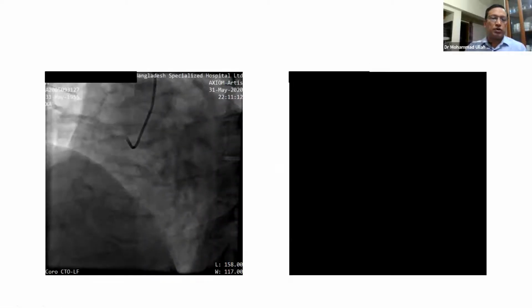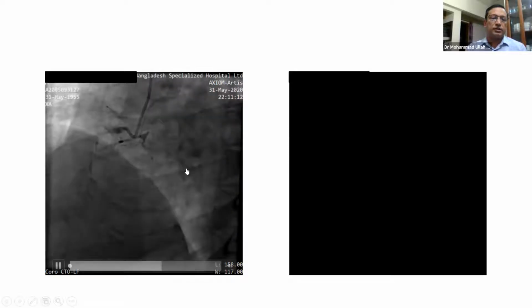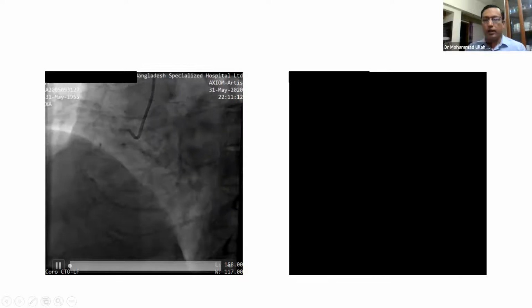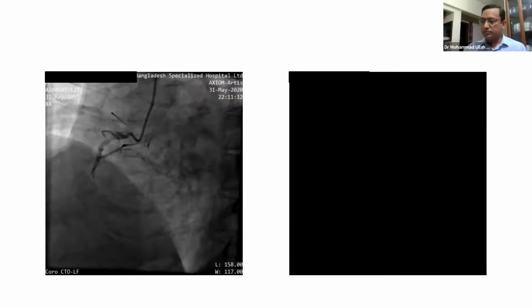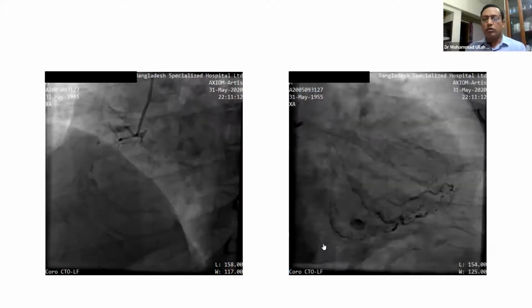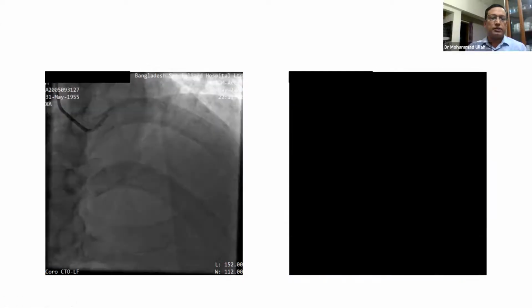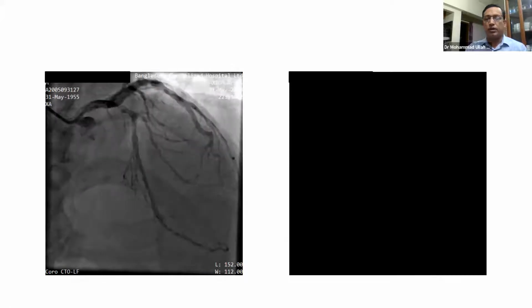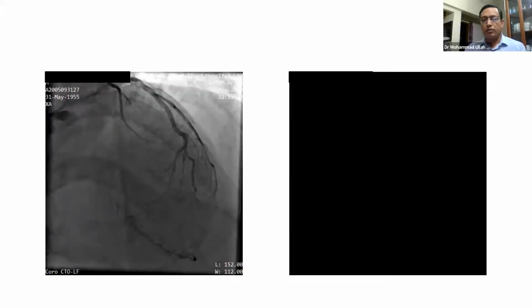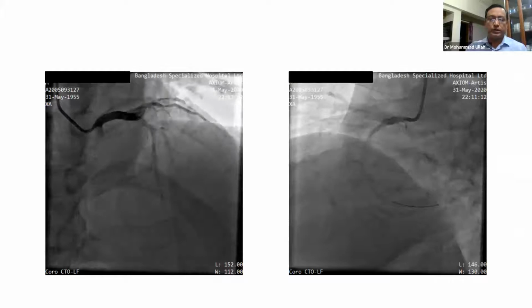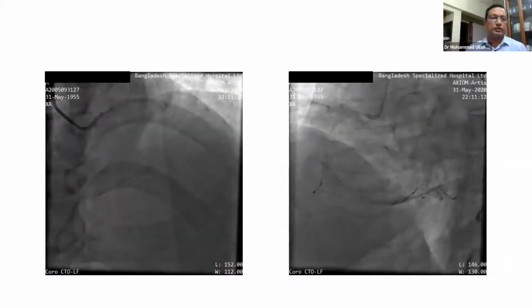And let's see how the angiographic lesion was. This is the angiographic lesion, and you can appreciate that there is total occlusion of the right coronary at the mid part. And this is the left side, which has no significant lesion in the left coronary artery. And this is the epicardial view showing the left anterior descending artery. And following primary PCI, there is good establishment of flow in the right coronary artery.